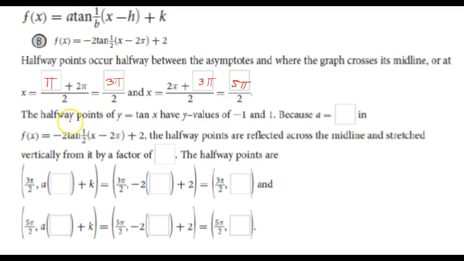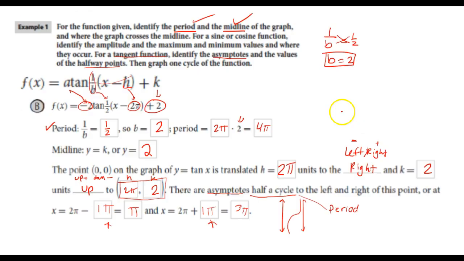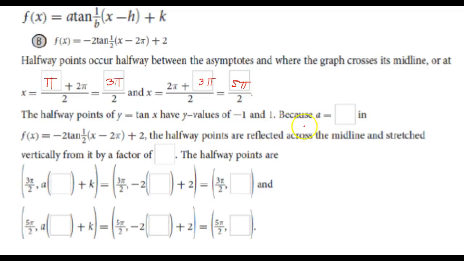And then it says the halfway points between points of y equals tan x have y values of -1 and +1. Because the a value is, and I kind of forgot, what is our a value? Our a value is -2. And this, oh, and it's right there. Huh? Look at that. It would have been right there. The halfway points are reflected across the midline and stretched vertically by a factor of 2.